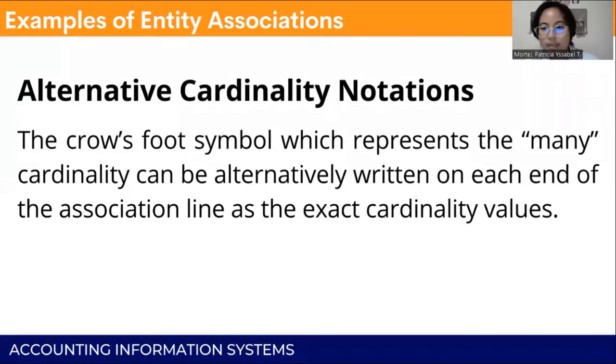Alternative cardinality notations. The crow's foot symbol shown from previous examples represents the many cardinality, and this can alternatively be written on each end of the association line as the exact cardinality values. Therefore, if the two possible occurrences associated with an entity are 1 and 3, 1 and 3 will be explicitly shown or presented on the association line.